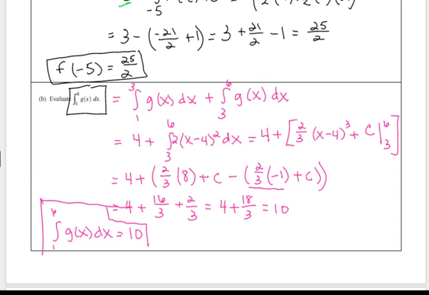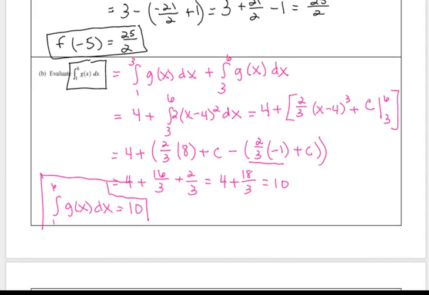Okay, so for this one, this was worth 3 points. So it was 1 point if you remembered to split the integral at x equals 3, right? So doing this part right here, that was really worth a point. It was 1 point for your antiderivative, and then 1 point for your answer.